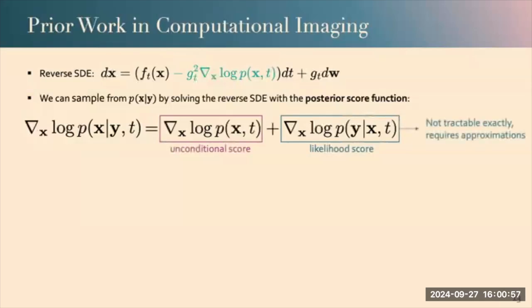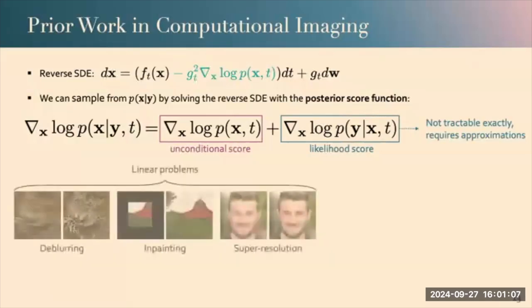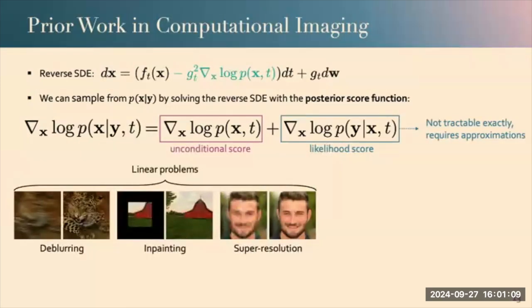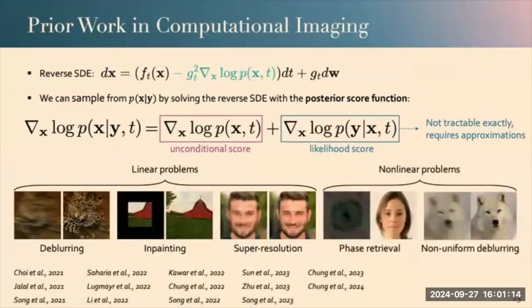So all the methods that have been developed using diffusion models for solving inverse problems essentially differ in the way they approximate this term here, the likelihood score. And they've been applied to linear problems like deblurring, in-painting, super resolution, but also nonlinear problems like phase retrieval or non-uniform deblurring. And again, there have been a lot of methods, and they essentially differ in how they make the approximation on the likelihood term. So we wanted to take inspiration from those methods and essentially apply them in protein space.